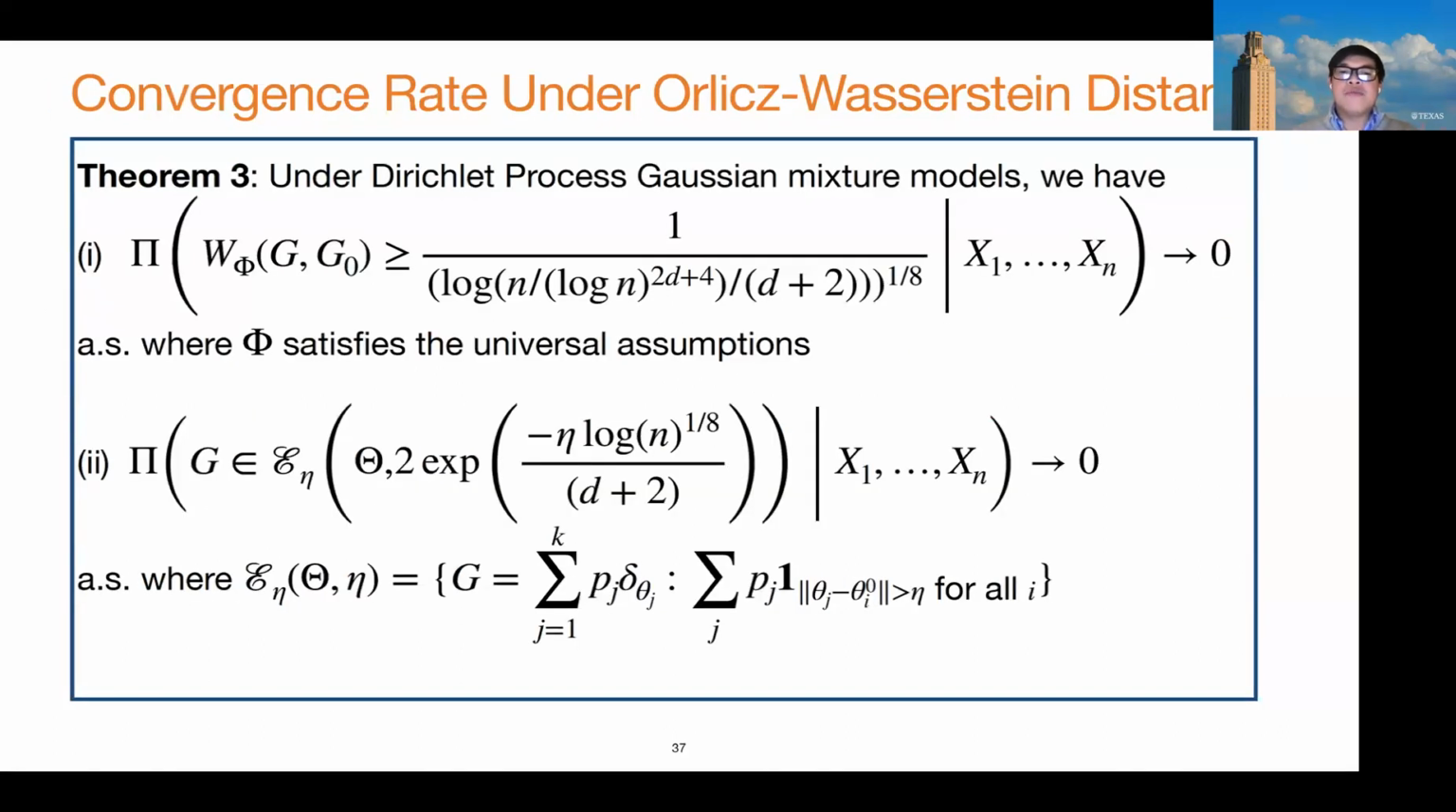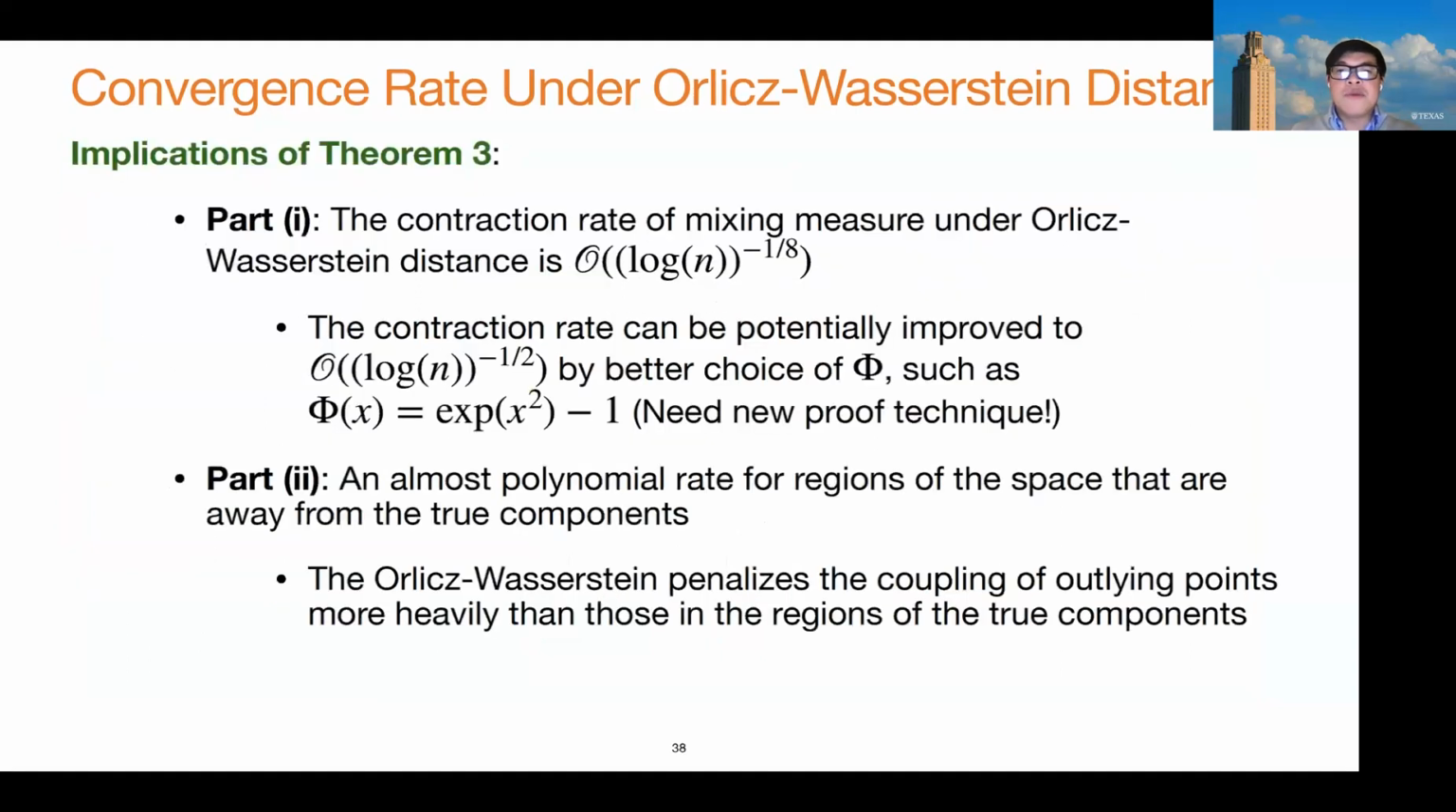In summary, based on those results, we can demonstrate that if we have the Dirichlet process of symmetric models with only location, then the Orlicz-Wasserstein contraction of the mixing measures is 1 divided by log n to the power of 1/8, right? Basically, this is the result. And the contraction of the extra components, from the results, is only exponential of minus log n to the 1/8. So it means that the contraction of the extra components now becomes polynomial, compared to the 1 divided by log n earlier from the Wasserstein metric, right?